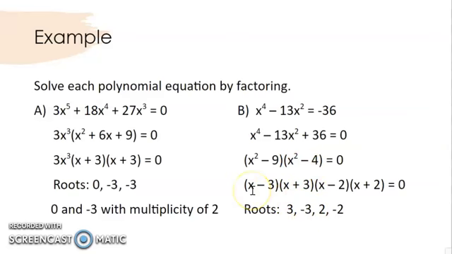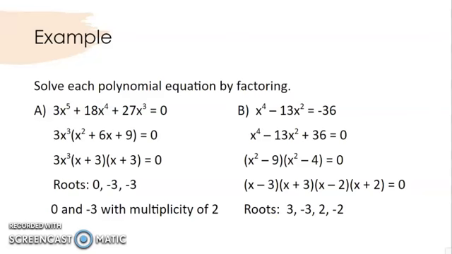Now, the zeros. This 0 is positive 3, because that will turn this binomial into 0. The 0 here is negative 3. The 0 here is positive 2. The 0 here is negative 2. Now notice all of these have multiplicity of 1. We don't always write that if it has multiplicity of 1. We can probably just list the roots.